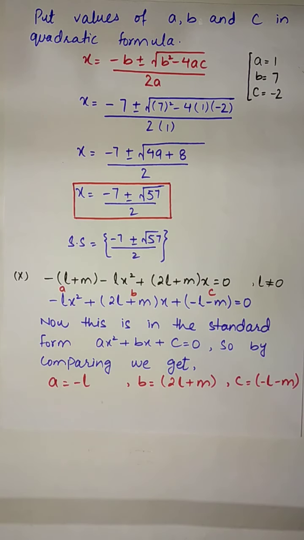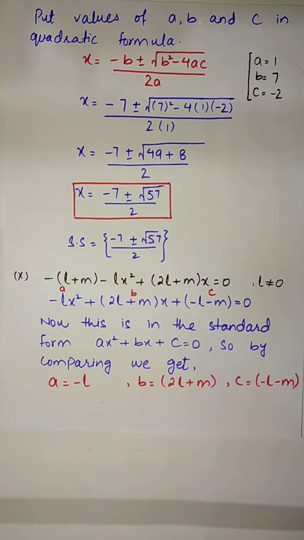Now all questions are the same as question number 1. That is very easy. You have to find the values of a, b and c by comparing the given question with the quadratic equation, and then just put the values and you get the answer by simplification.